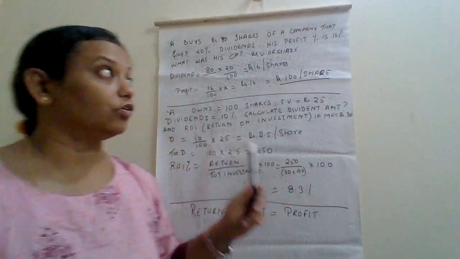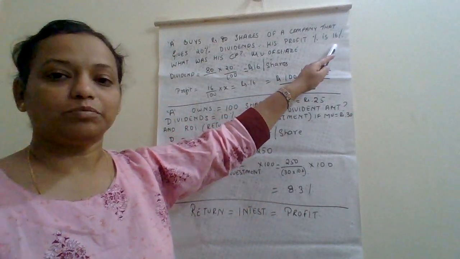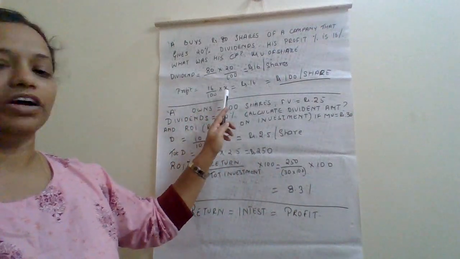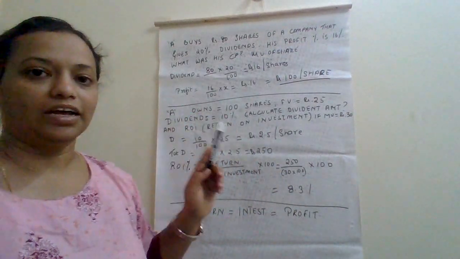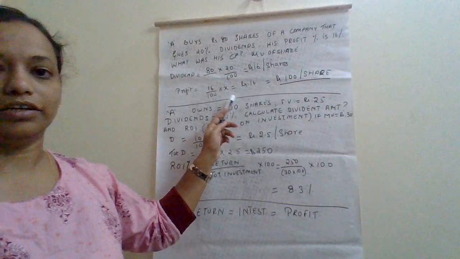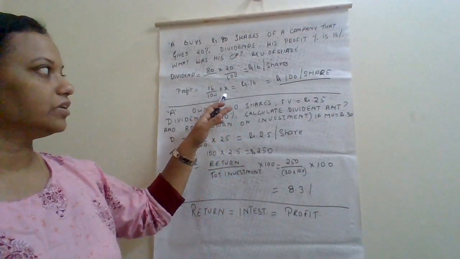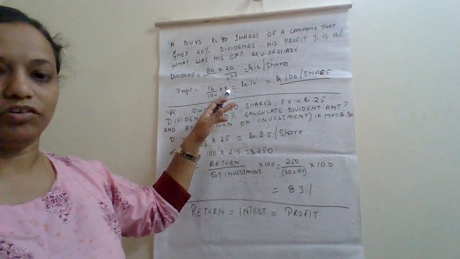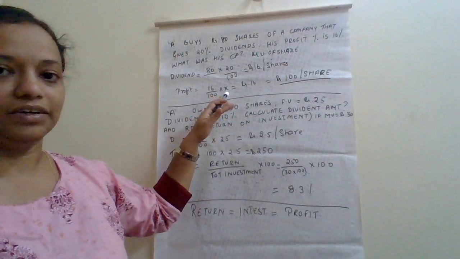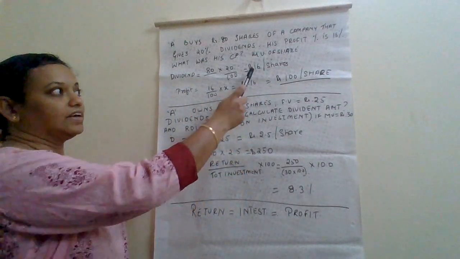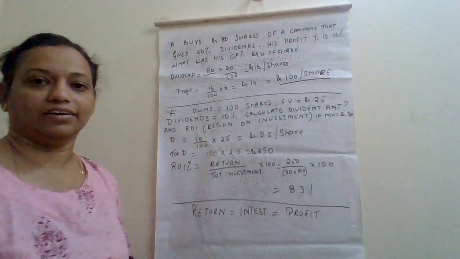So how do we go about it? They told 16% profit, that is 16% of X. You don't know what the profit is, and you don't know the investment that he has made. 16% of X, of the investment, equals 16 rupees. Why 16 rupees? Because that is the dividend he has got.